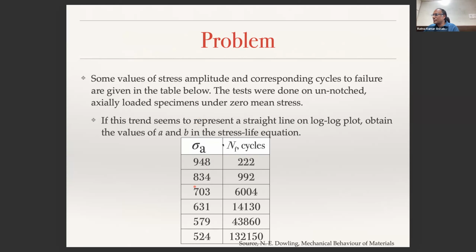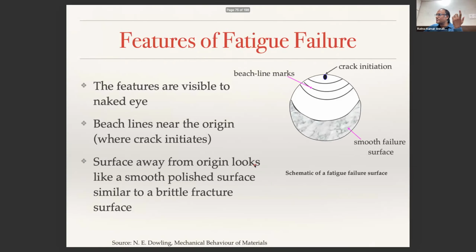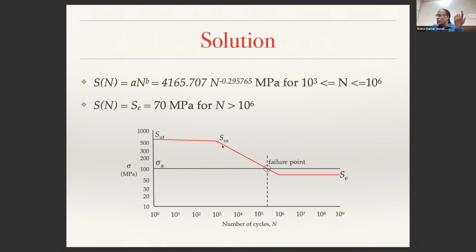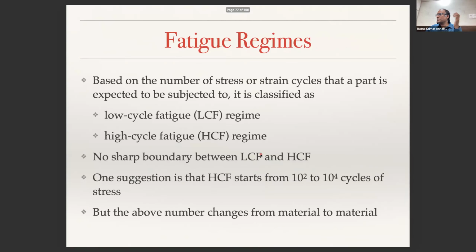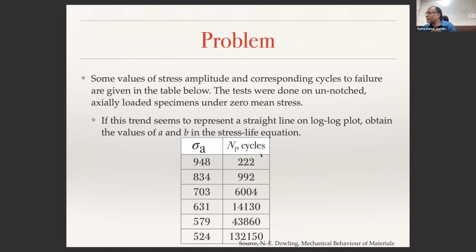for example, in this slide, we are having test data wherein when you apply a stress amplitude of 948 MPa, the number of cycles to failure is 222. In the figure that we have shown earlier, they are giving these points on this graph. So if you have 948 MPa, you are having 222 cycles of failure, 834, 992, and so on.